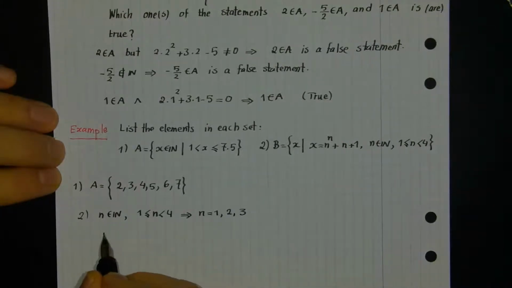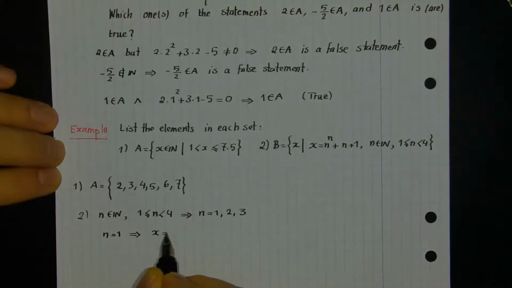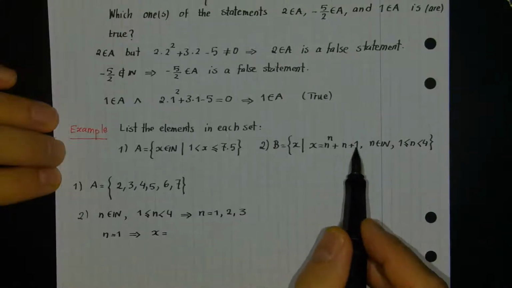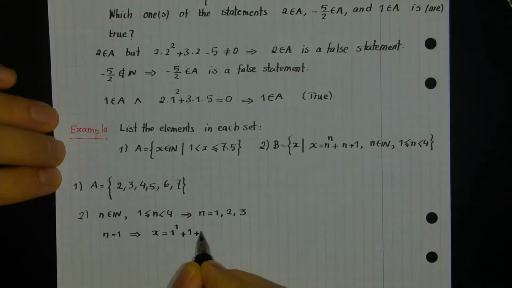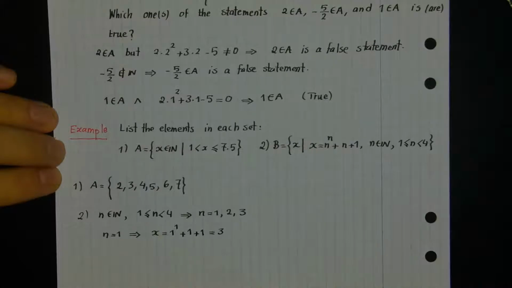But now, if n is equal to 1, I am not interested in n actually, I am interested in x. So the formula for x is n to the n plus n plus 1. So this becomes 1 to the 1 plus 1 plus 1. Yes, because in this case, n is equal to 1. So if I add these numbers, it becomes 3. Okay? And then n is equal to 2. What happens for x? So x becomes equal to 2 to the 2 plus n, which is again 2, and then plus 1 at the end. So 4 plus 2 plus 1 is 7, yes?